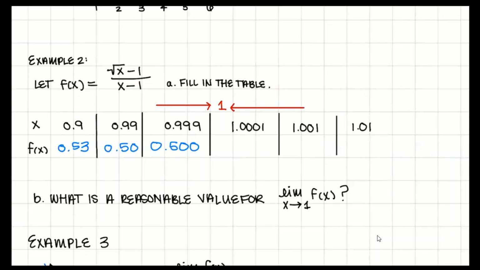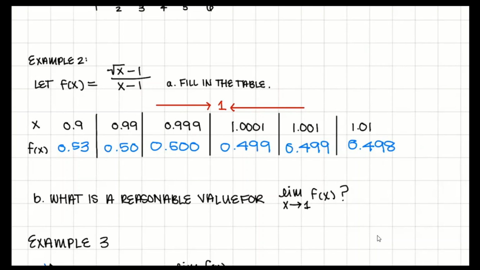So let's do 1.01. What is f of x evaluated at 1.01? And the answer is 0.498. Well, what happens when we add another 0? We get 0.499. And what happens when we add one more 0? Again, we get 0.499.